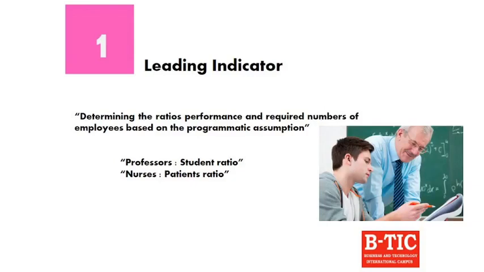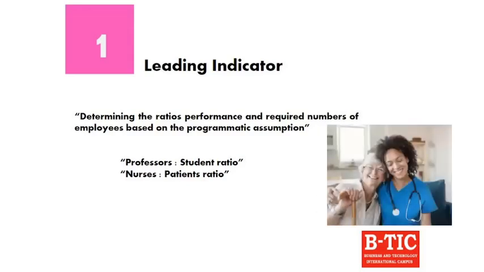Your ratio would be 1:10. One professor would serve 10 students. So for the first year, you need 10 professors. Second year, 15 professors. Third year, 20 professors. If it is a hospital, patient-nurses ratio, you may serve 100 patients for the first year, second year 200 patients, third year 300 patients. Based on that, you develop a ratio, 1 nurse for 10 patients. So for the first year, you need 10 nurses, second year 20 nurses, third year 30 nurses. This is the leading indicator method.